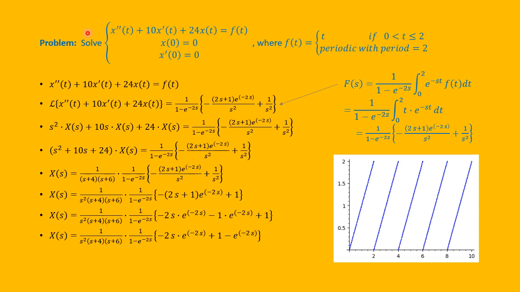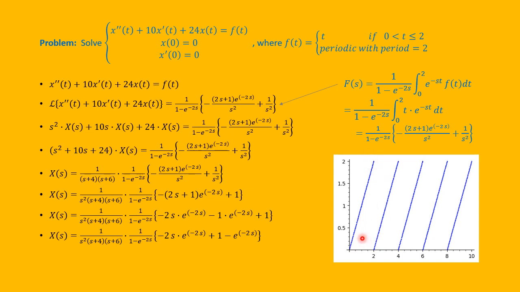So let's consider the following problem. We have an initial value problem here. Solve x''(t) + 10x'(t) + 24x(t) = f(t), where f(t) is equal to t for t between 0 and 2, and f(t) is periodic with period equal to 2.